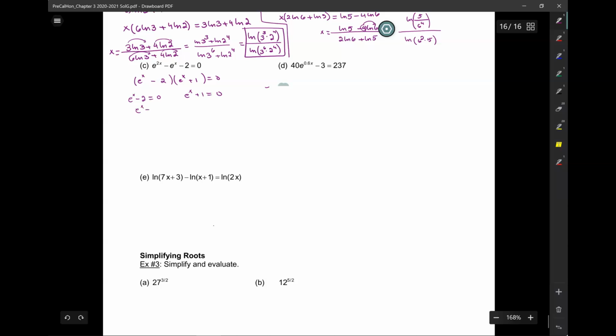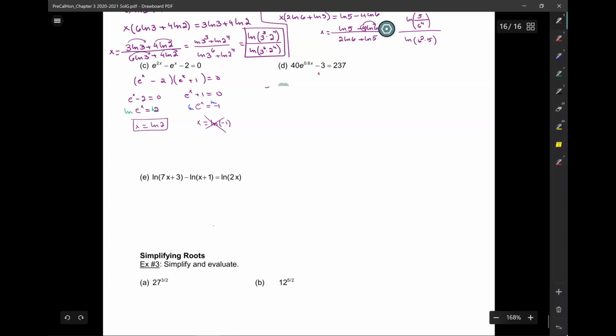So here I get e to the x equals 2. And when I take the ln of both sides, I get x equals ln of 2. Here, e to the x equals -1, and taking the ln of both sides gives me x equals ln of -1. But since that doesn't exist, I cross it out, so I only have x equals ln of 2.